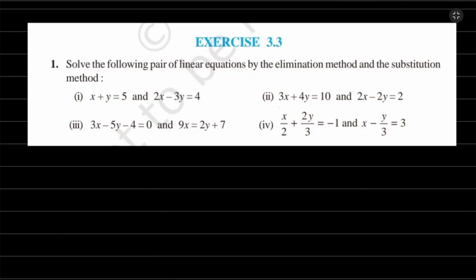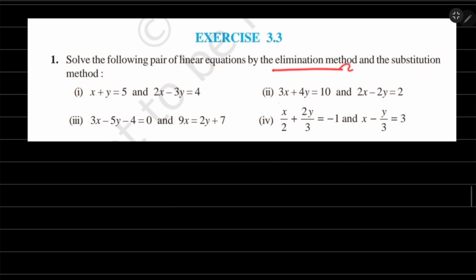Okay, we'll be doing exercise 3.3 of chapter 3 of class 10th, which is pair of linear equations in two variables. So this is the third exercise of your NCERT. Let's get started. The first question is, solve the following pair of linear equations by the elimination method and the substitution method. There are 4 questions in question number 1, and all of these 4 have to be solved using both elimination as well as substitution method. Let's get started with the first one.